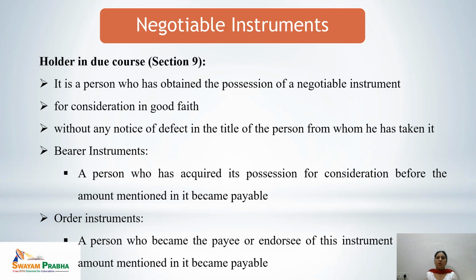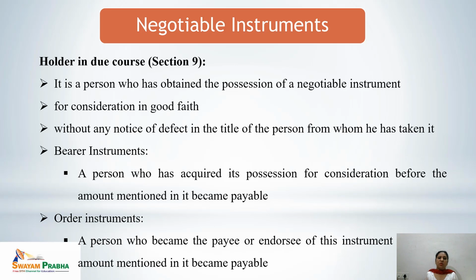That means, along with the features of the holder, the holder in due course should in addition get that negotiable instrument for consideration and in good faith. And when the holder in due course receives this negotiable instrument, he should not have any knowledge or notice of the defect in the title of the person from whom he has taken it. That means if the transferor of the instrument has any kind of defect in title, that fact should not be known to the holder in due course.